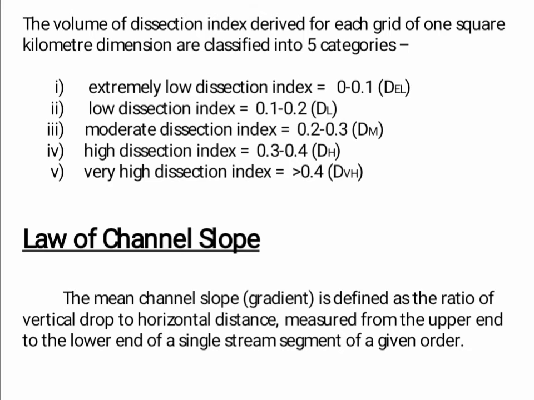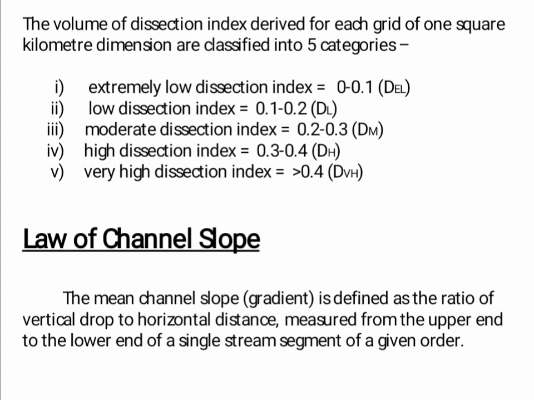The values of dissection index derived for each grid of 1 square kilometer dimension are classified into 5 categories. Extremely low dissection index, that is 0 to 0.1. Low dissection index is equal to 0.1 to 0.2. Moderate dissection index is equal to 0.2 to 0.3. And high dissection index is equal to 0.3 to 0.4, and very high is equal to above 0.4.